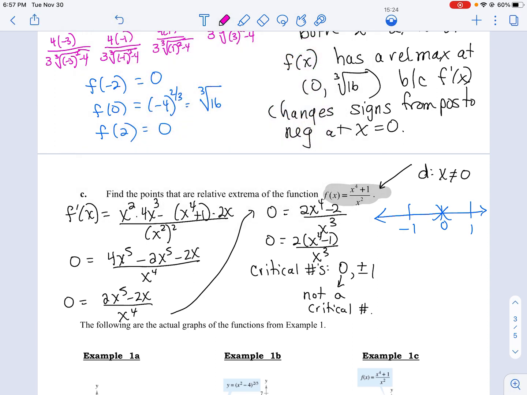So let's do our number line test into f prime of x. I'm going to do this one mentally. If I plug in, say, 2, that's positive. If I do 1/2, that's negative. If I do negative 1/2, that is positive. And if I do negative 2, that's negative.